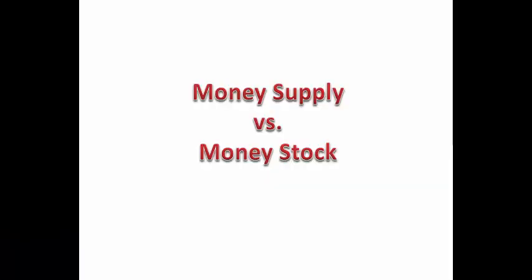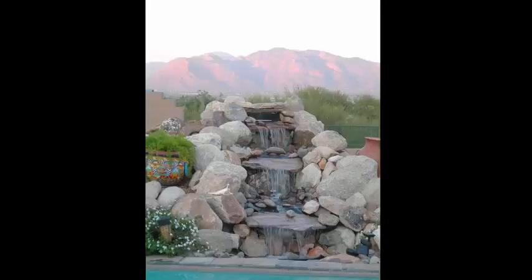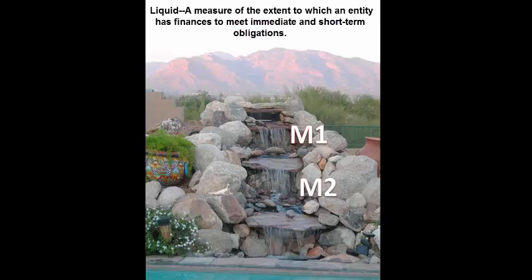Money supply versus money stock. Let's look at this waterfall I built in my backyard. It sort of reminds me of the money supply and the money stock. M1, which is the top pond here, is the most liquid. M2 is a little less liquid than M1, but includes M1 in this pond as it flows into this pond. And then M3 is the money stock, which you'll learn at the end, and that's the stock of money.